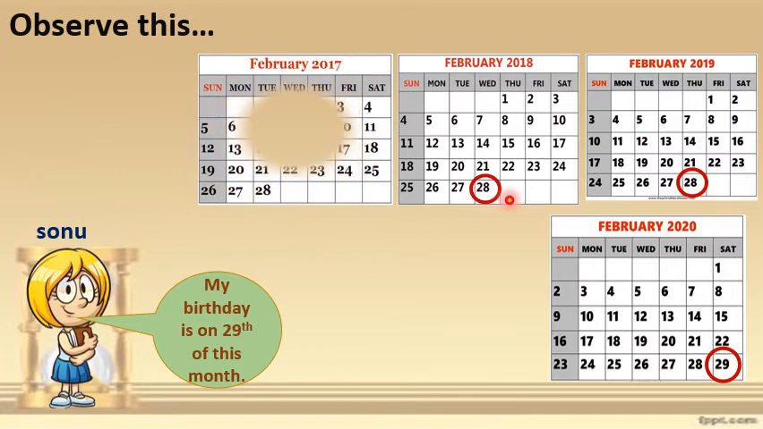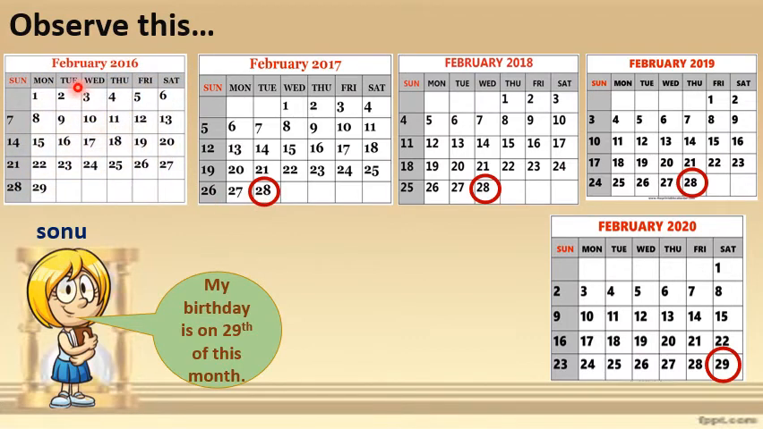We will move back. 2017 February calendar. Here also we can see 28th is the last day of February. So again no birthday. We will move back. This is February 2016 calendar. Here we can see 29th date, isn't it? So on February 2016 she celebrated her birthday, and after that directly in 2020 she enjoyed her birthday.